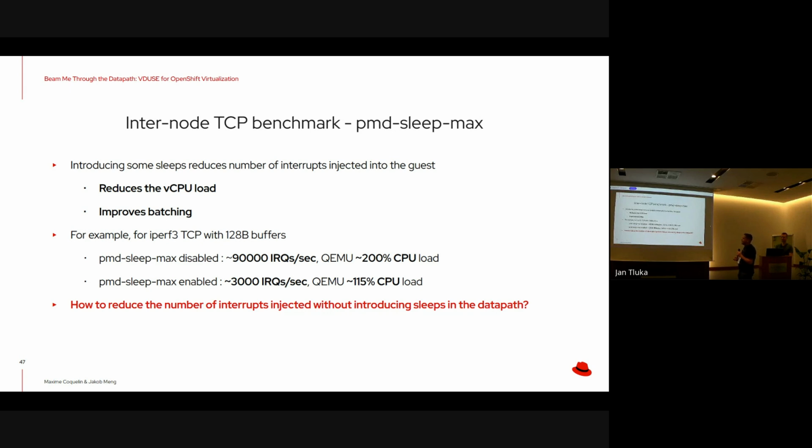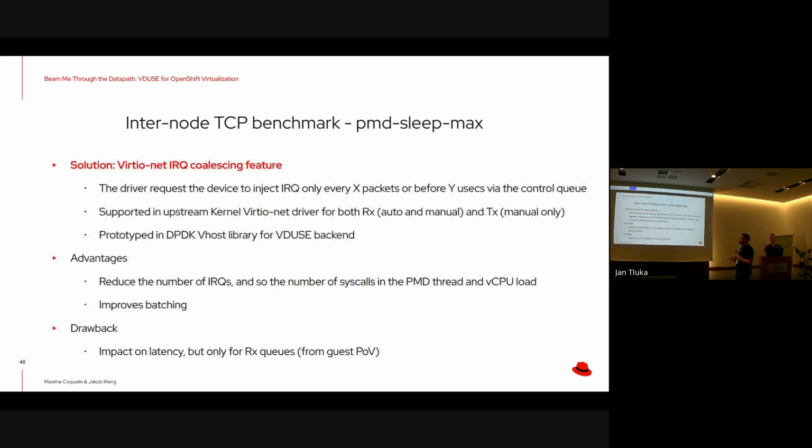So the question now is, how do we reduce the number of interrupts so that we get a good performance for small buffers while keeping the better performance for larger ones? The solution we have worked on is the IRQ coalescing feature from the VirtIO spec. It enables the driver, the Virtio driver, to request the device to only inject an IRQ every X packets or after a timeout has expired.